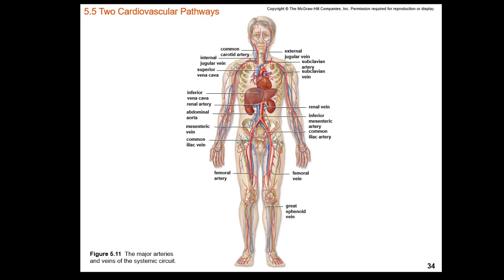This just shows you a diagram of all the vessels in the body for the systemic system. One thing that's interesting is that everywhere you have an artery, you're also going to have a vein that runs basically the same path. So it's going to go out, it's going to hit the capillaries in that area, and then it's going to follow the same path back into the heart.